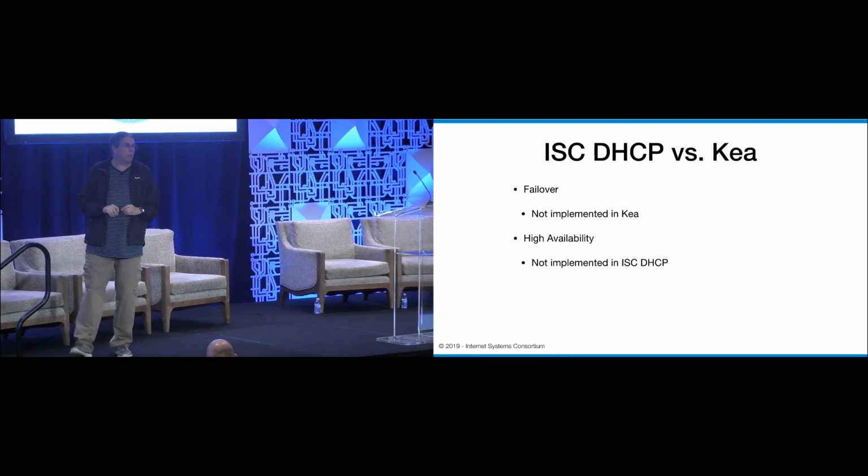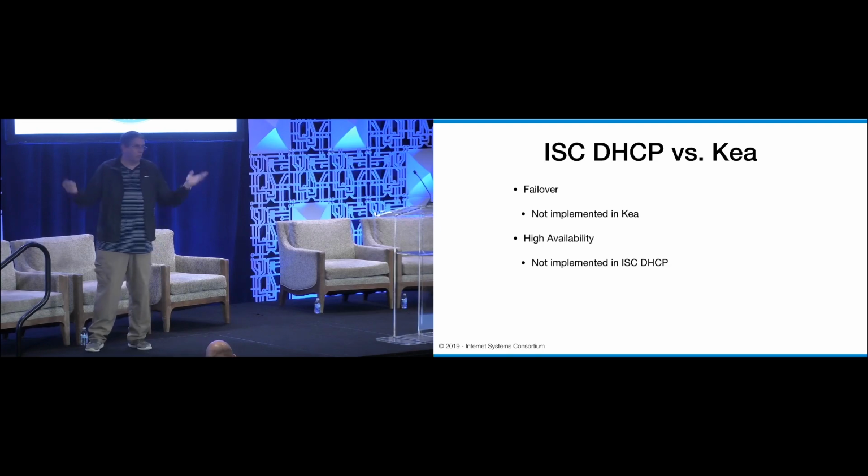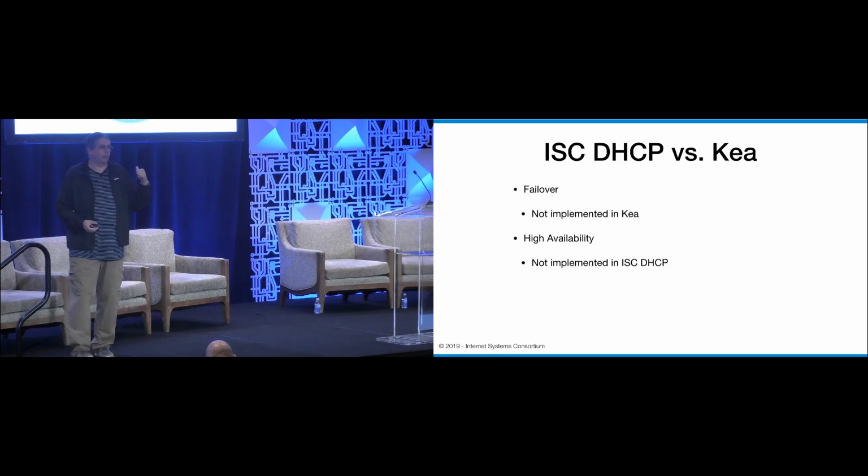Kea actually implements high availability. So you're able to keep a hot standby of your DHCP server. So you have one up and running, it's sending its lease information over to the other one. The first one fails, it fails over to the second one. Very good stuff. Obviously, a major change in your infrastructure configuration.